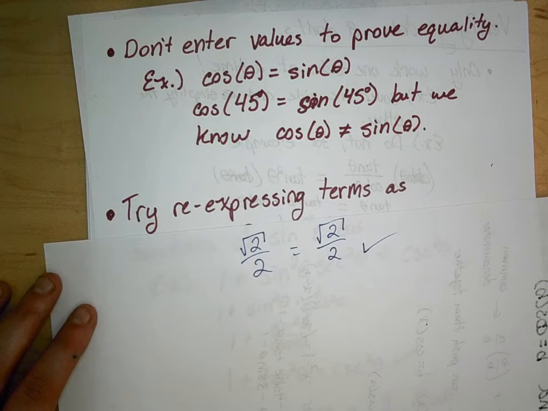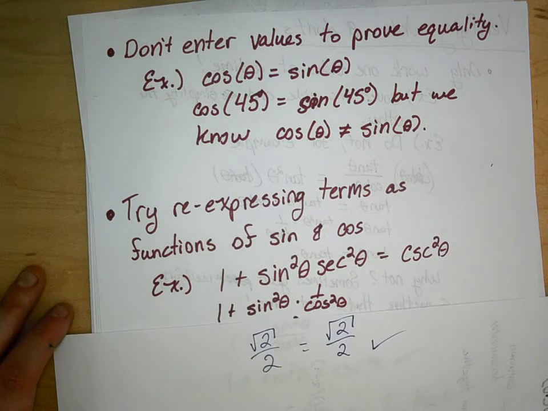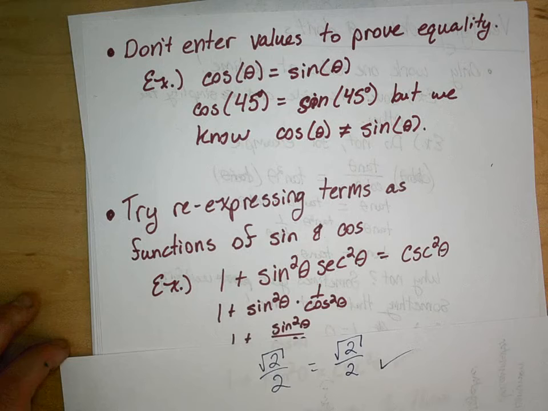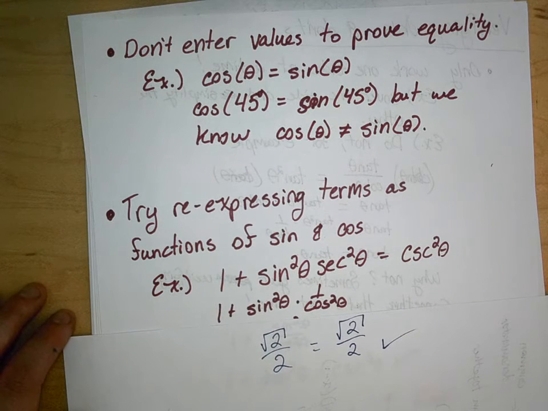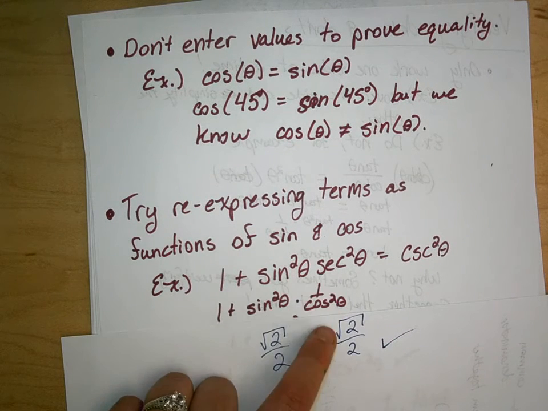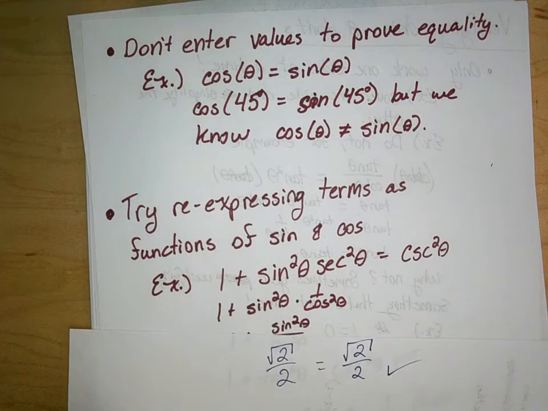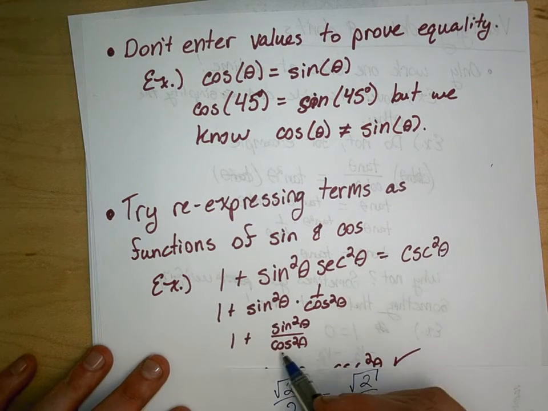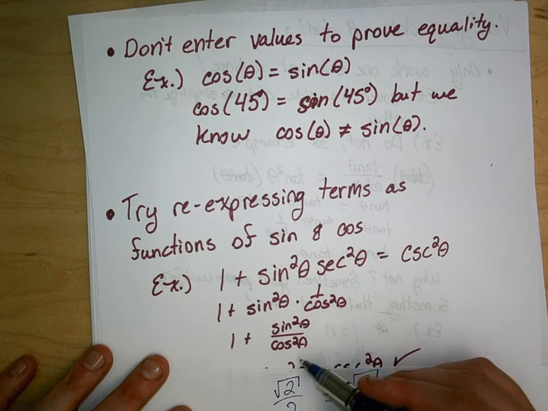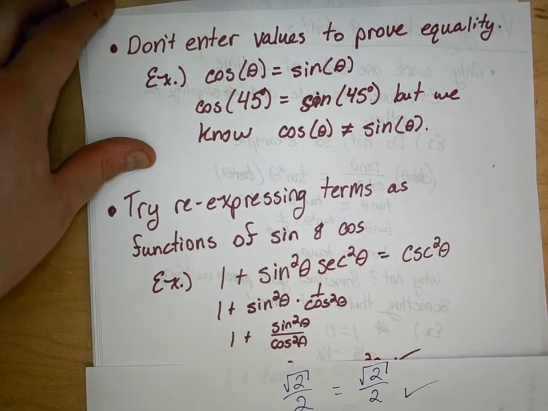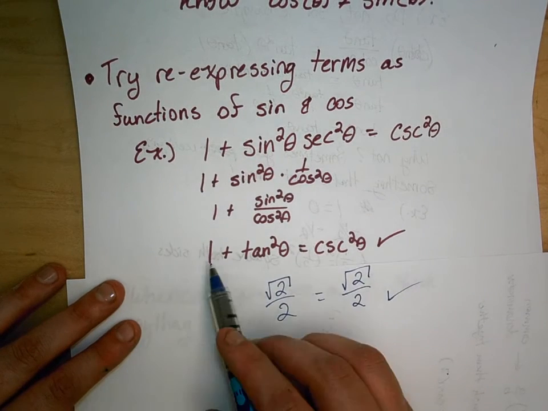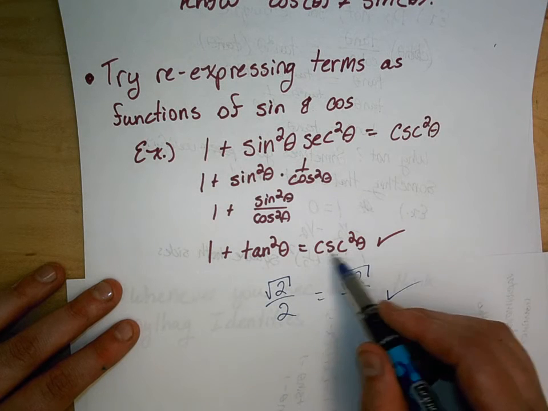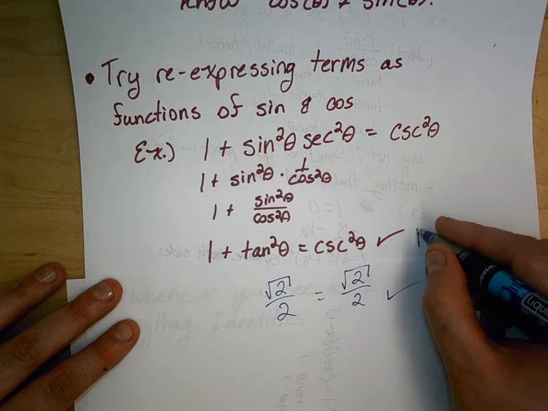So, final do is try re-expressing the terms as functions of sine and cosine. All right, so this is like my earlier example, where I have 1 plus sine squared times secant squared equals cosecant. All right, so if I have 1 plus this, I'm going to change this into terms of cosine, since sine's already in terms of itself. Then when I multiply them together, I get 1 plus sine squared theta over cosine squared theta, which gives me a hint that I'm going to be turning that into a tan.